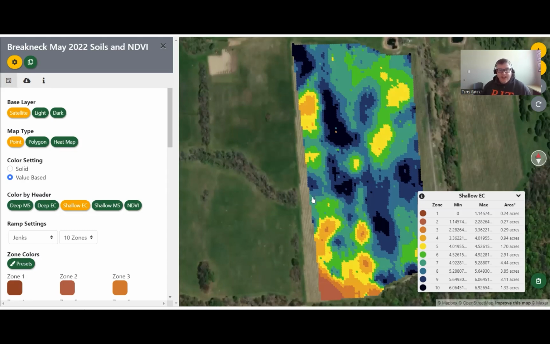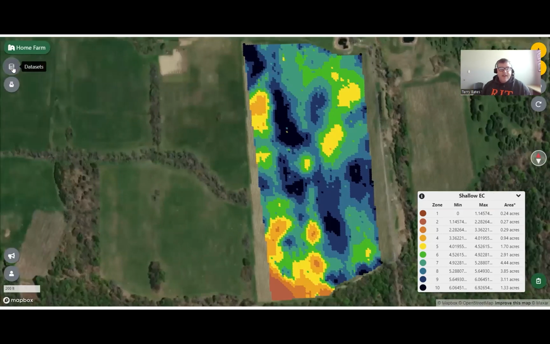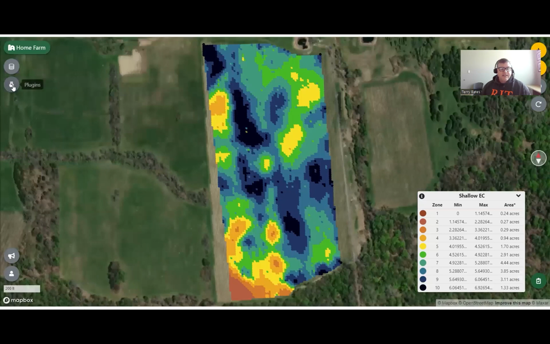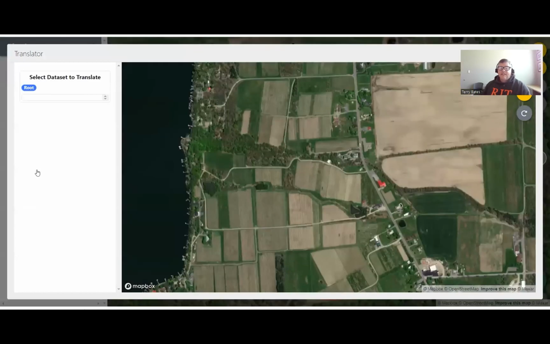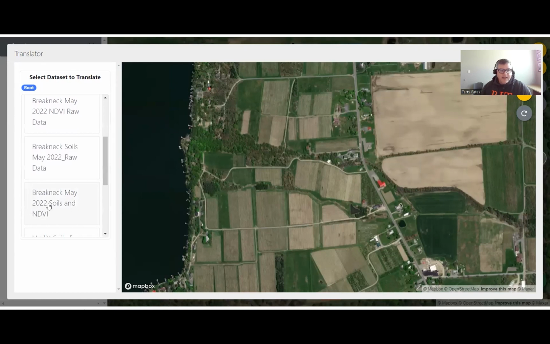Okay, so now here's the cool thing, I think: we have some stratified soil samples that are on top of this, and we want to see, are there relationships between the soils map and the soils that were collected? And if there's a good enough relationship, can we translate, say, the shallow EC map into a soil pH map or a soil calcium map? We do that by going to the data translator. And we want not our raw data, we want our processed maps, soil and NDVI.